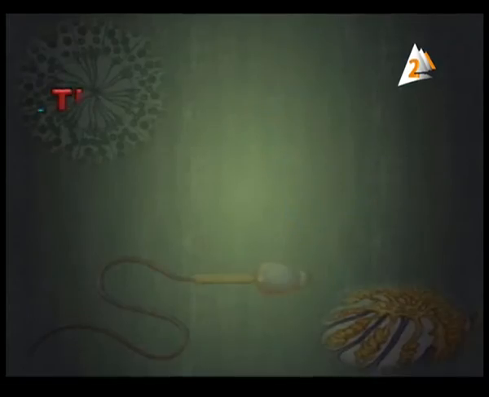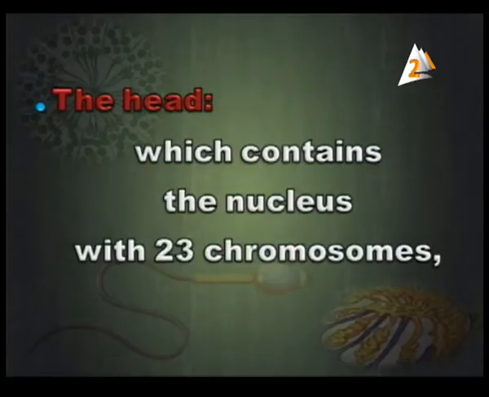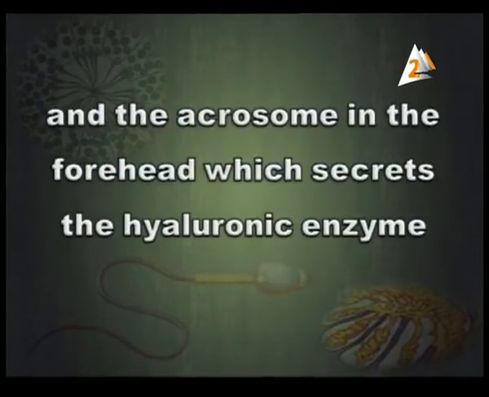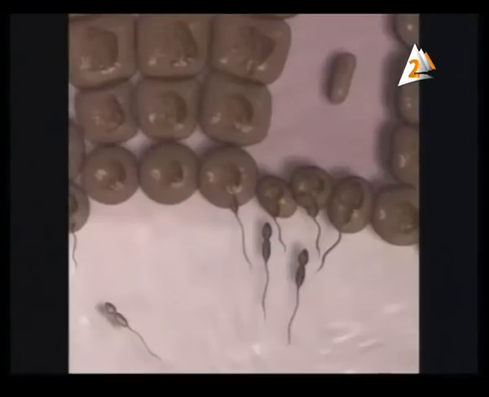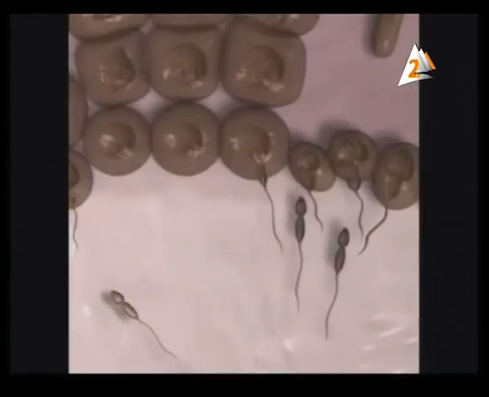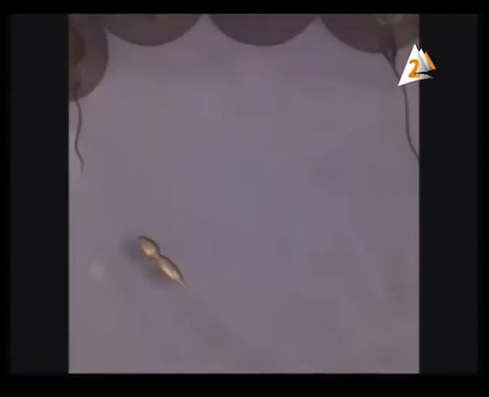The first part is the head, which contains the nucleus, which contains 23 chromosomes, and there is a very important part found at the tip of this head, which is the acrosome. Why is this acrosome important? This acrosome secretes hyaluronic enzyme, which dissolves part of the ovum membrane, and this facilitates the entrance of the sperm to the ovum to form the fertilization process.